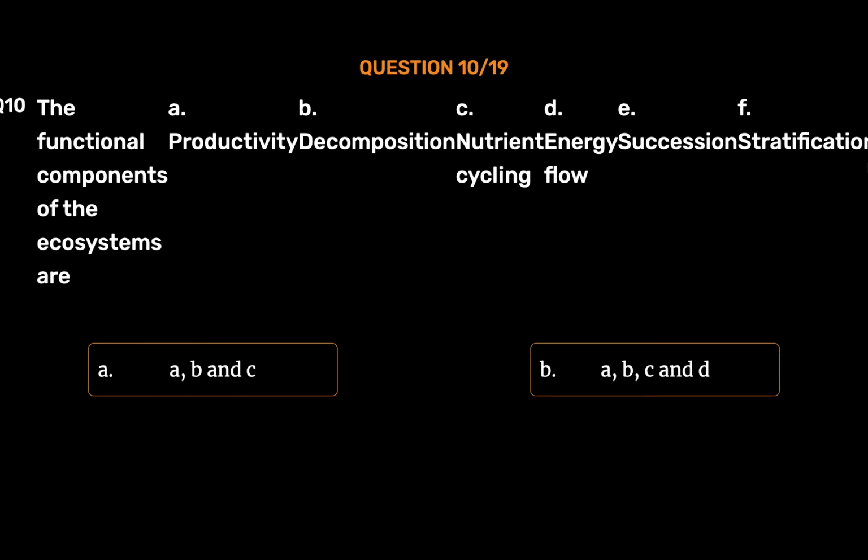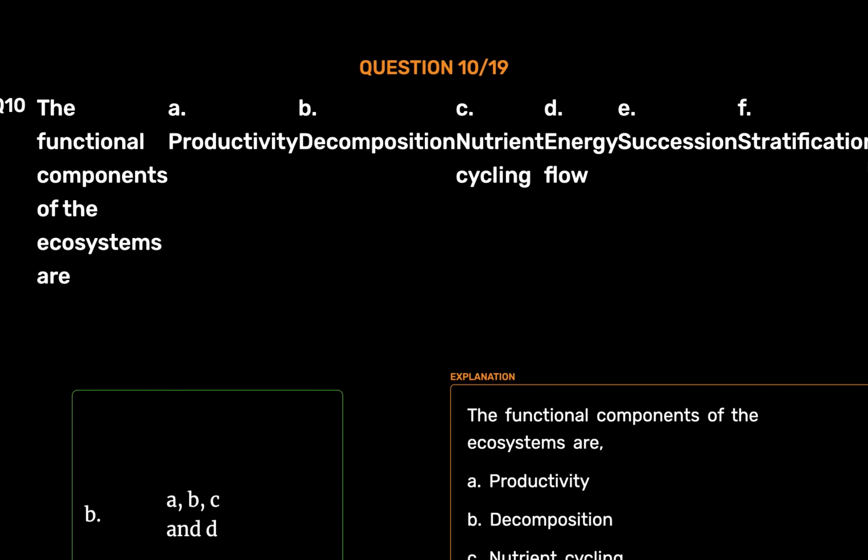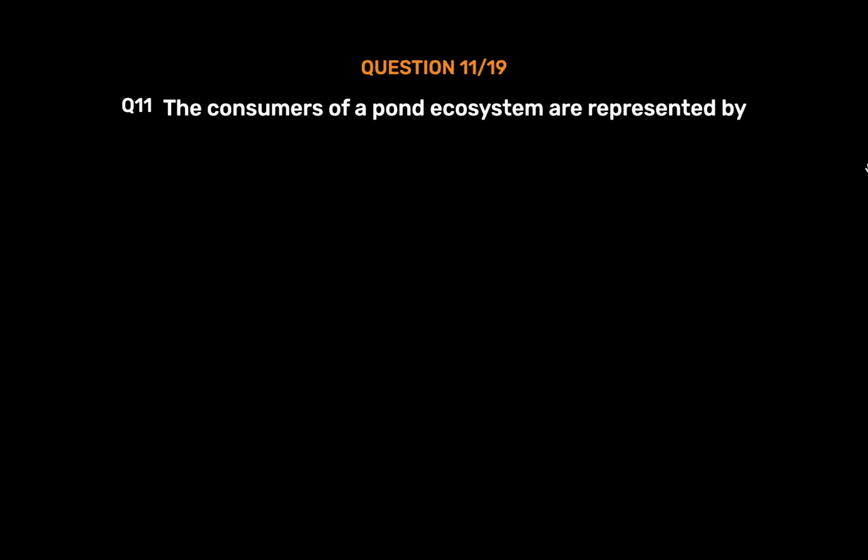Option B, A, B, C and D. Option C, A, B, C, D and E. Option D, A, B, C, D and F. The correct answer is Option B, A, B, C and D. The functional components of the ecosystems are A. Productivity, B. Decomposition, C. Nutrient cycling, D. Energy flow.